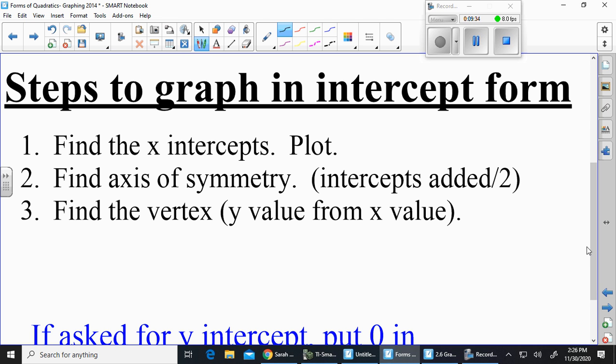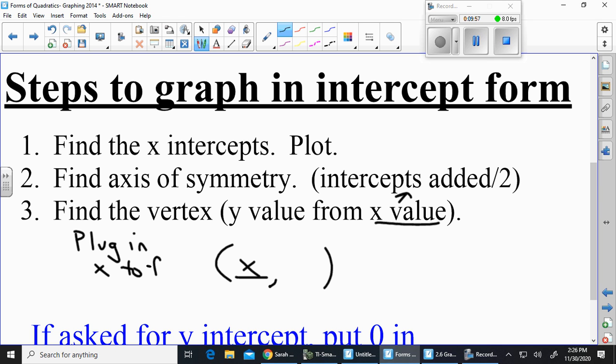Add the 2 intercepts and divide by 2. Find the vertex. So this gave you the axis of symmetry, the middle. Whatever that x is, you then plug it in to find the y. So you want to think, plug in your x to find the y, which would be the middle x, whatever's in the middle.